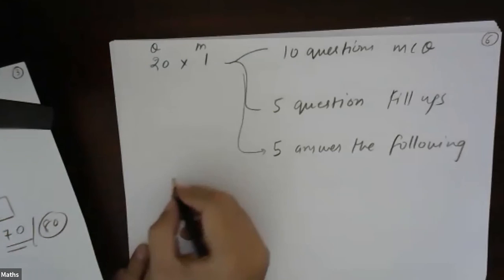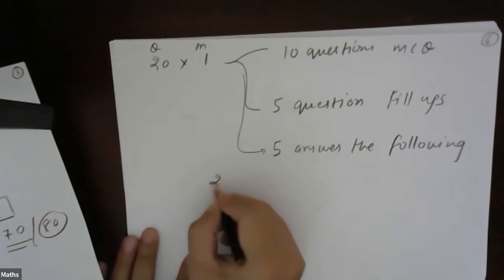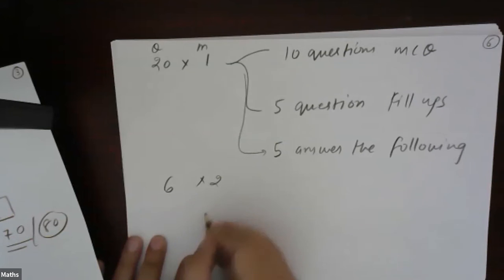Okay, then the next one. Tell me. Next is 2 marks, 6 questions. Same as what we discussed. 6 questions of 2 marks. And in those 6 questions, there will be 2 internal choices.